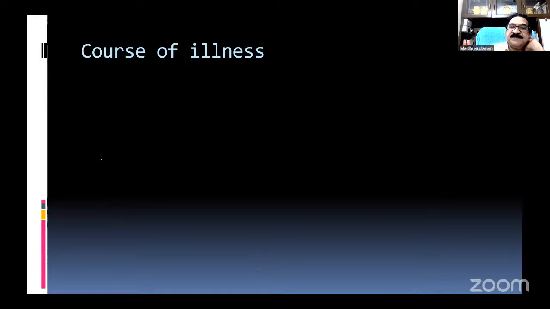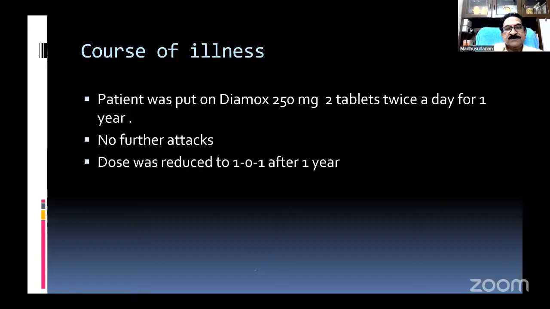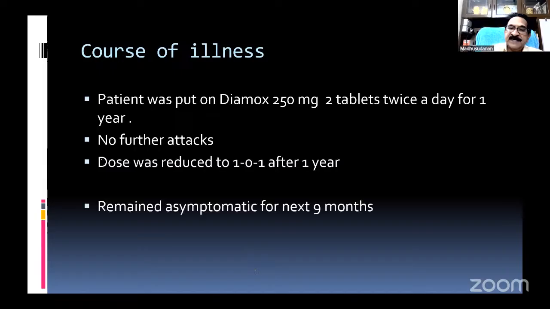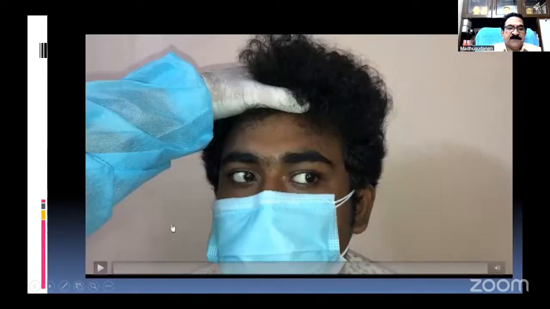So what happened? The patient was put on Diamox 250 mg, 2 tablets twice a day for 1 year. No further attacks. Dose was reduced after 1 year. Remained asymptomatic for the next 9 months. Then in January 2022, following a fever, the patient had recurrent vertigo and vomiting, followed by unsteadiness for the next 2 days.